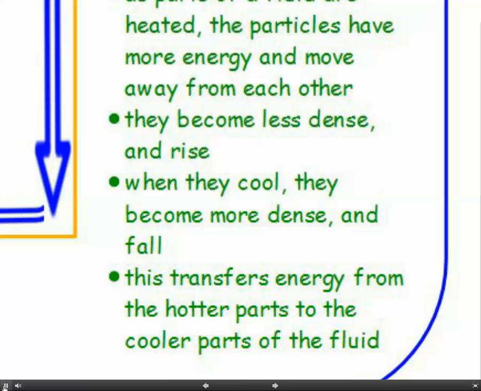Now if they rise and move away from the source of the heat, they'll then cool. So when they're cool, their movements decrease, they move closer to each other, so they become more dense and they fall. It's called a convection current. So this transfers energy from the hotter parts to the cooler parts of the fluid.